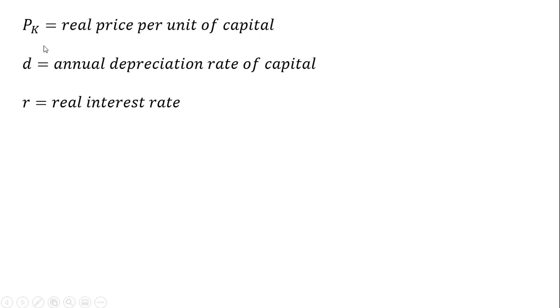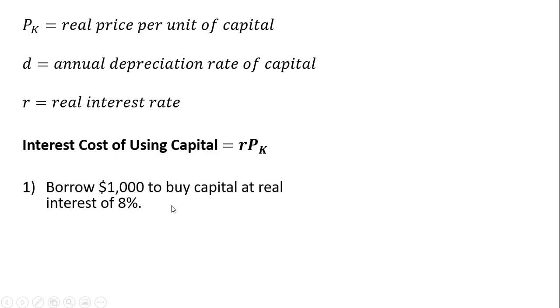So let's define three terms here. P subscript K is the real price per unit of capital. D is the annual depreciation rate of capital. And R is the real interest rate. The interest cost of using capital is going to be the real interest rate times the price of capital.